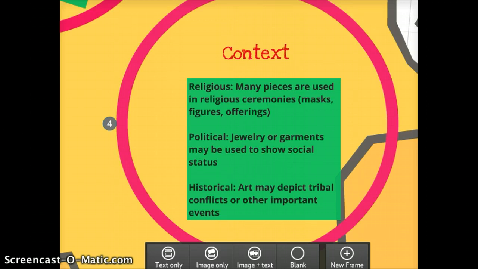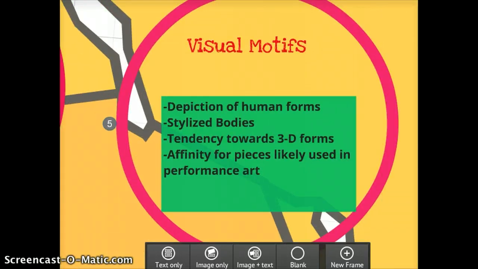Historically, this art may be used as a record to show tribal conflicts, just different things happening in this part of the world, especially in tribes that maybe didn't have written communication. They would use this art to show the climate at the time, the social climate or the political climate.